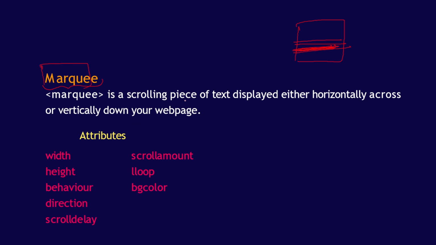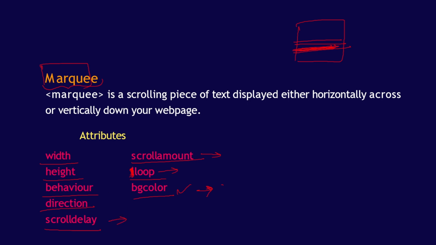So marquee is a scrolling piece of text displayed either horizontally across or vertically down your web page. So the attributes used for this marquee tag are width, height, behavior, direction, scroll delay, scroll amount, loop, bgcolor. This is only one L here. Alright, loop and bgcolor. Bgcolor is going to add the color for your marquee. Loop is going to display it whether you want it only for once or if you want it infinitely. Then scroll amount is in one particular amount how many times it has to scroll. So that will be the scroll amount.